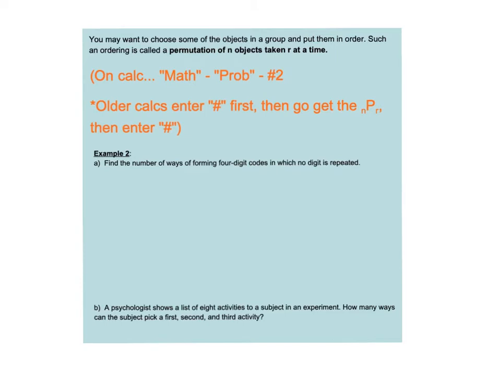You may want to choose some of the objects in a group and put them in order. Such an ordering is called a permutation. So you're not going to pick all of them. You're going to pick 5 of them. If you had 20 things to choose from, you're actually picking 5. So you're still going to go to the math button, arrow to the right and go to probability. This time we want number 2. Number 2, when you look at it, I have it written here, sorry.